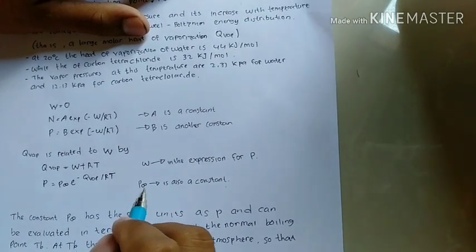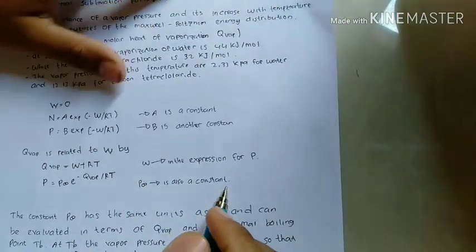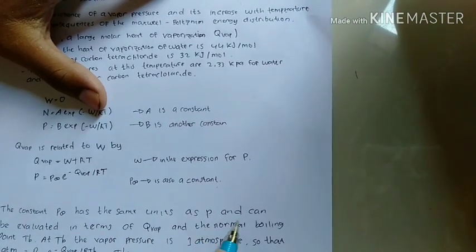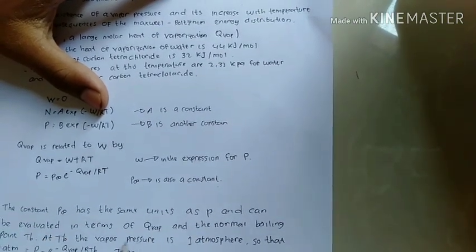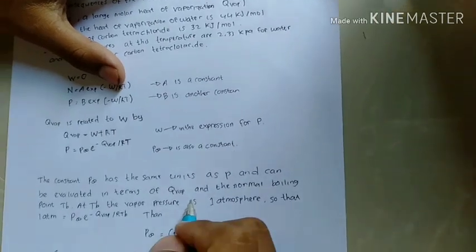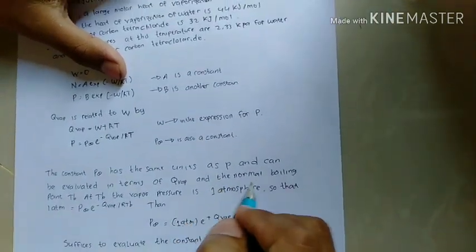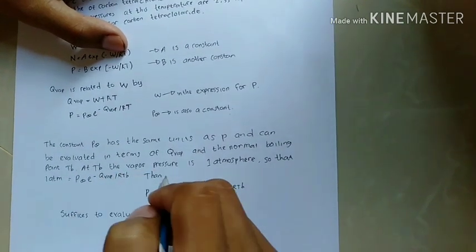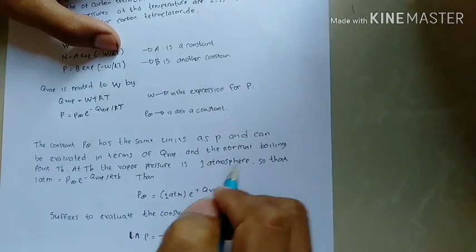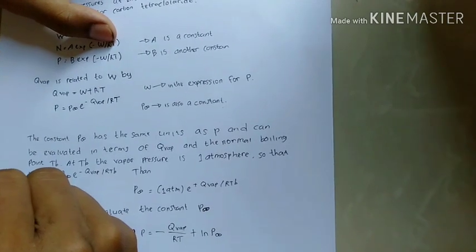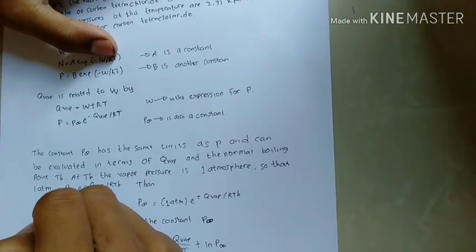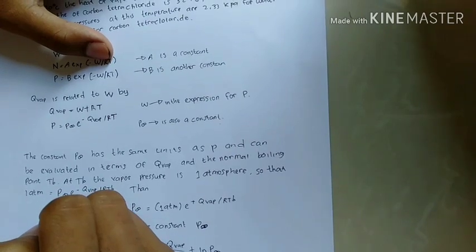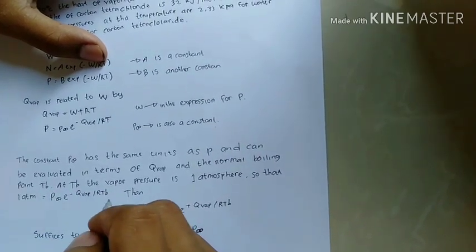V, where V is also a constant. The constant V has the same units as P and can be evaluated in terms of Q and the normal boiling point Tb. At Tb, the vapor pressure is 1 atmosphere, so 1 atm equals V times e to the power of minus Q over RTb.